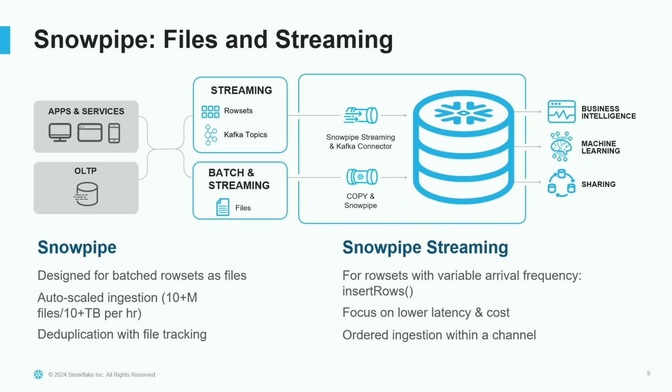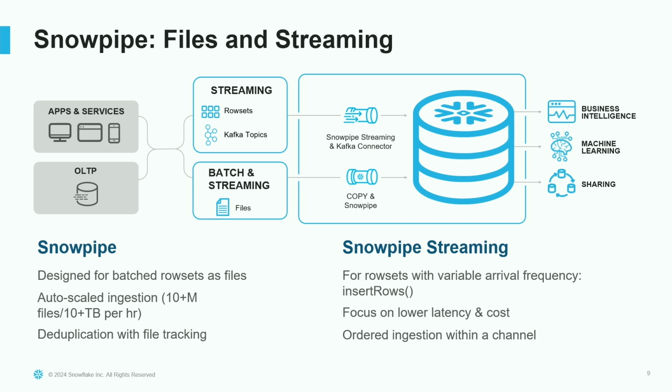Often customers don't have control on the data source. Sometimes they are dealing with files, and sometimes they have streaming row sets. So if you have files, you can continue to use the traditional Snowpipe for file-based ingestion. And if you have row sets, you can use Snowpipe streaming to stream these row sets continuously into Snowflake. Both of these solutions scale very effectively.